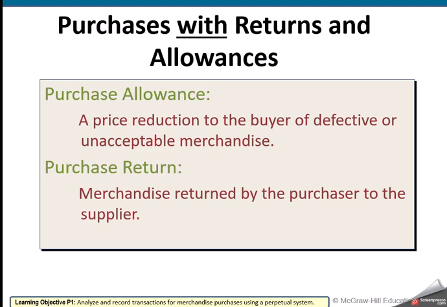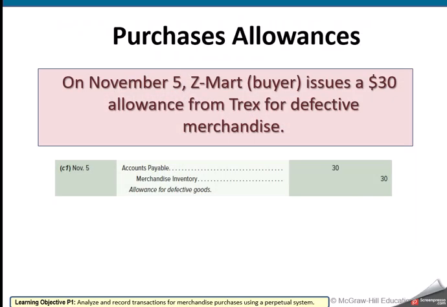Then when we make purchases, many times we may have to return those. We could return them due to defective merchandise, or we could return it just because we've changed our minds or we bought too much or whatever. So we've got the Z-Mart issues a $30 allowance for defective merchandise. So then they're not going to pay. So we debit the accounts payable. It reduces what they owe. And then we take it out of our inventory because they were defective. We more than likely sent them back to the company. So then we take it out of our inventory.